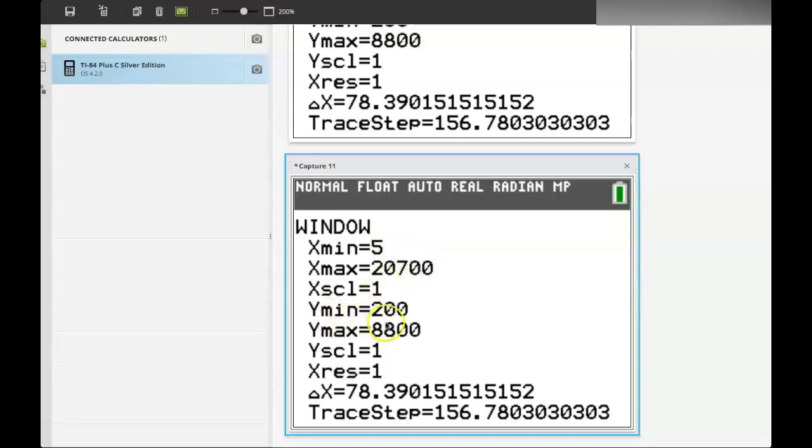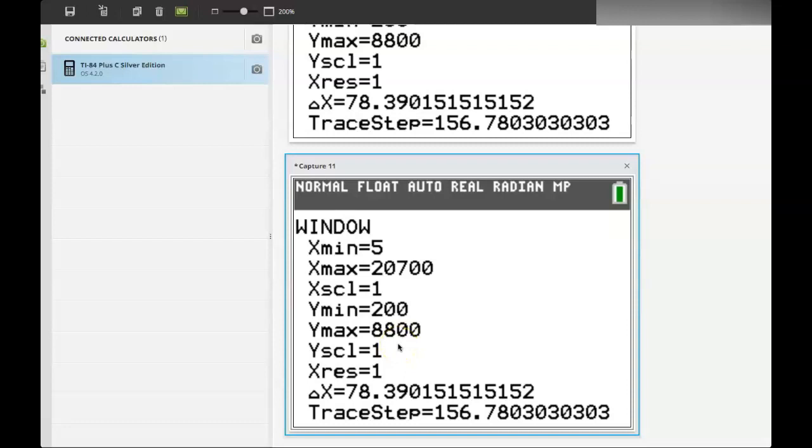Same thing for Y. For Y we have 227 as the smallest number. So I'm choosing to have 200. You can choose 220, but it's better to choose this one because I want to have all the points in that interval when we're graphing it. And the Y maximum value here is 8,595. So I'm choosing to have 8,800.